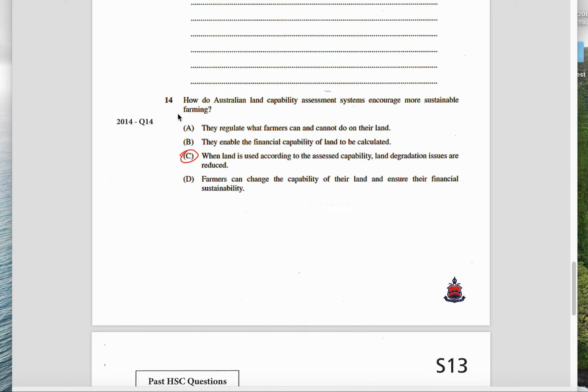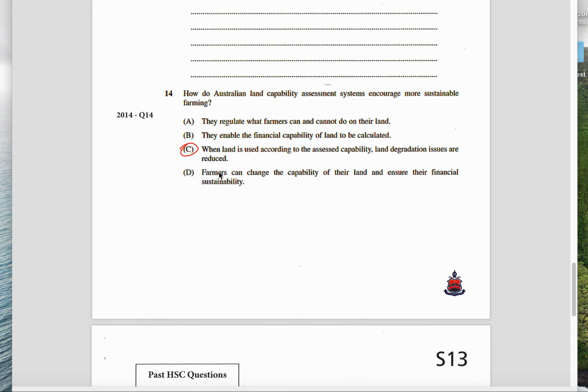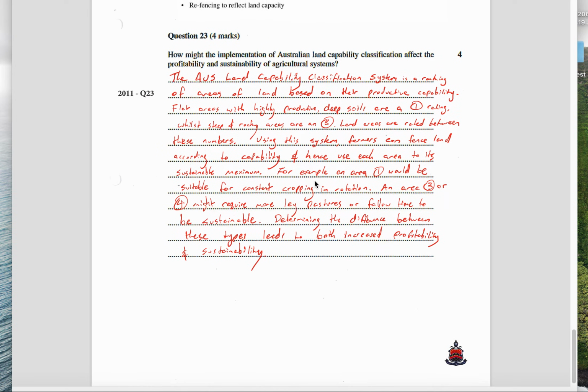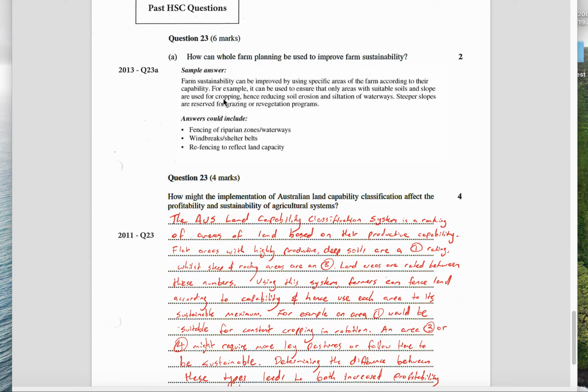So the question is, how do Australian land capability assessment systems encourage more sustainable farming? They regulate what farmers can and can't do. That's not true. They enable the financial capability of land to be calculated. That's not what you're doing. When land is used according to assessed capability, land degradation issues are reduced. This is correct. And farmers can change the capability of the land. That is not correct.